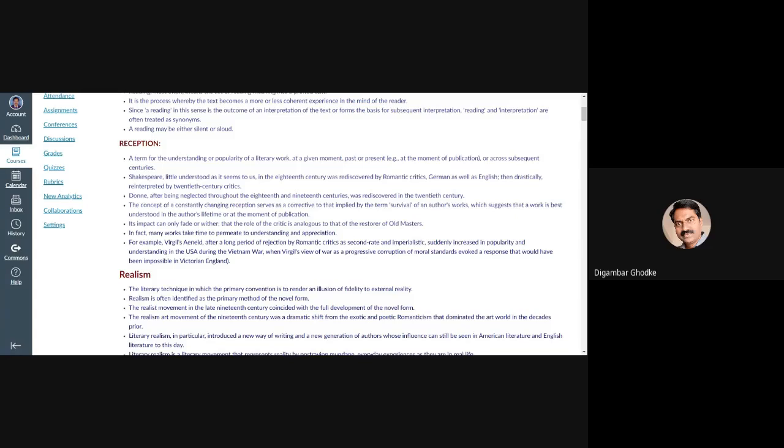For example, Virgil's Aeneid, after a long period of rejection by romantic critics as second-rate and imperialistic, suddenly increased in popularity and understanding in the USA during the Vietnam War, when Virgil's view of war as a progressive corruption of moral standards evoked a response which would have been impossible during the Victorian period. So, what we understand through this discussion is that the term reception means understanding of the text or popularity of a literary work, which may change from time to time. The reception is not a stable phenomenon as such. Rather, reception is constantly changing. Thank you.